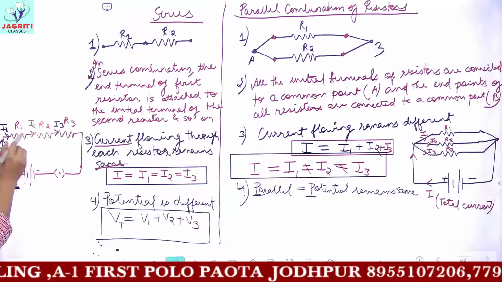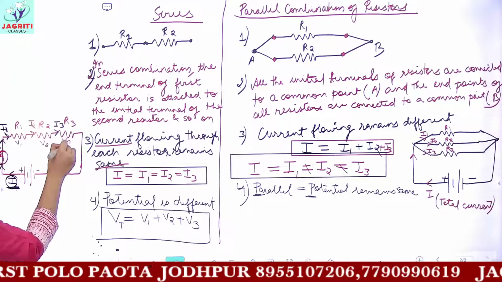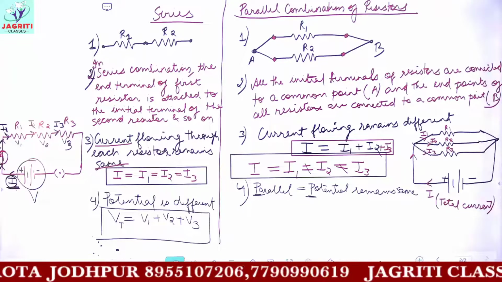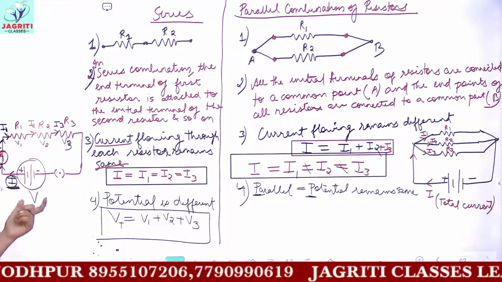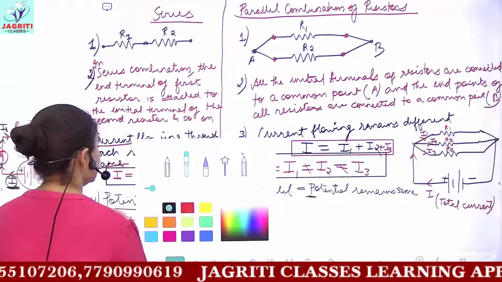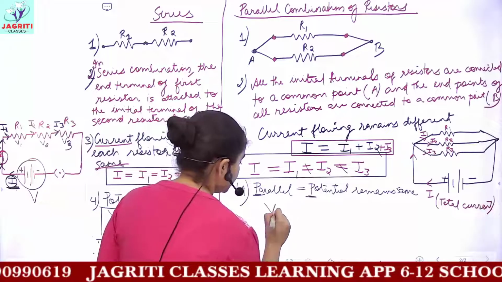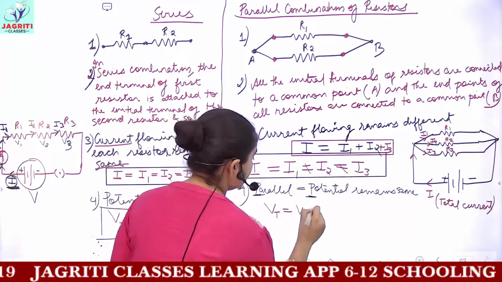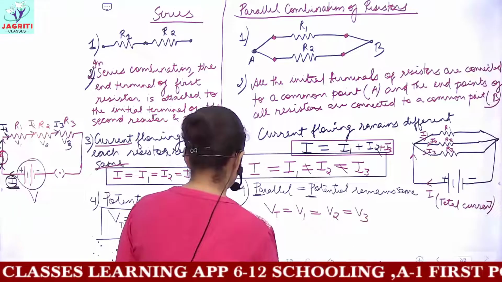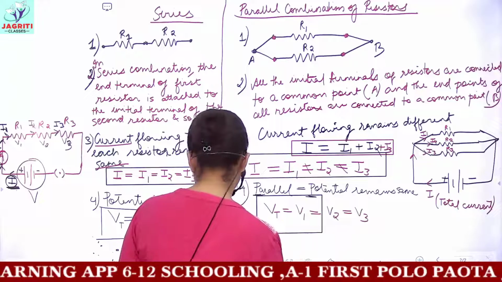Here, the potential of the first resistor would be V1. For the next, the value would be V2 and this would be V3. And the total potential of the battery is V. Potential is supplied by the battery. But here in parallel combination, we said that the potential remains the same. So the total potential is equal to V1, which is equal to V2, which is equal to V3. So this gives you the total potential of parallel combination.